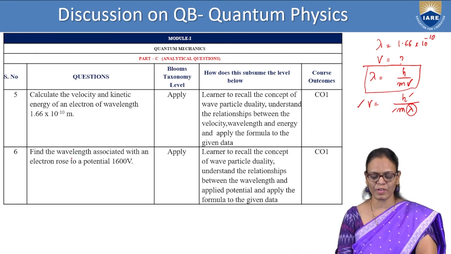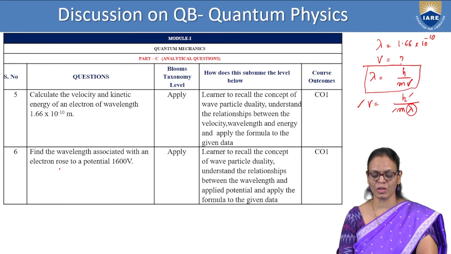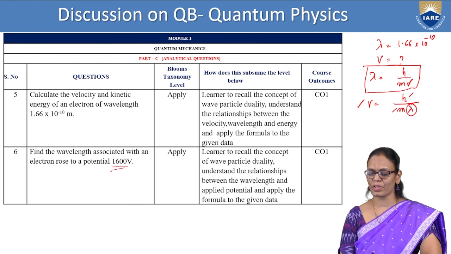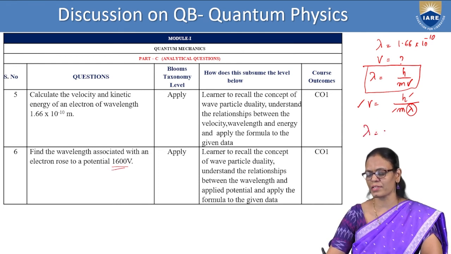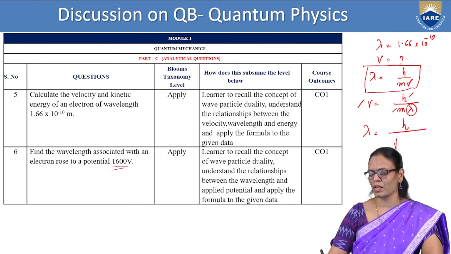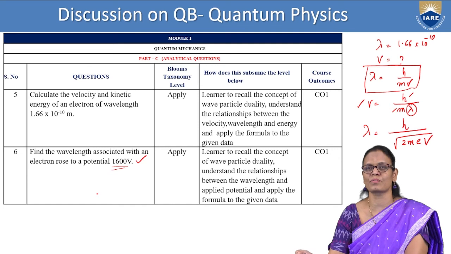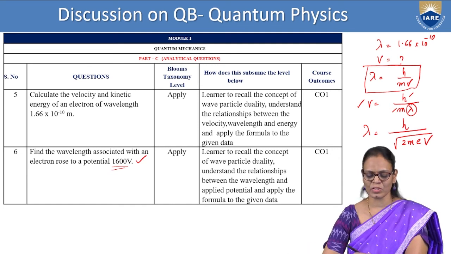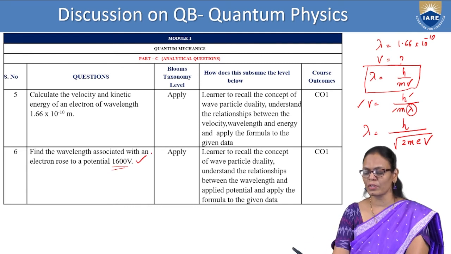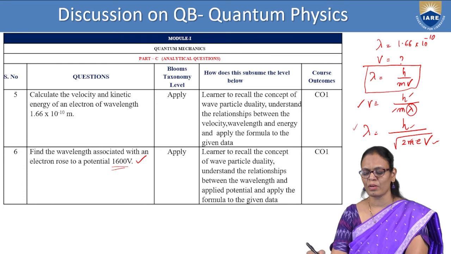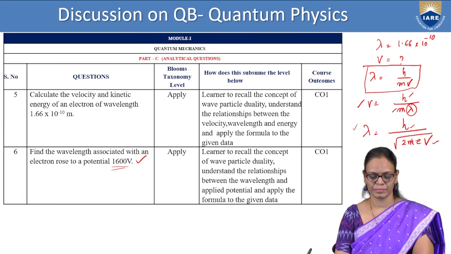Then find the wavelength associated with an electron raised to a potential of 1600 volt. So here we will use the formula lambda is equal to h upon under root 2 MeV because the voltage is given. We are using different forms of the formula. We have already discussed different forms. So just substitute for voltage as 1600, all the others are constant. So we'll get the value of lambda.